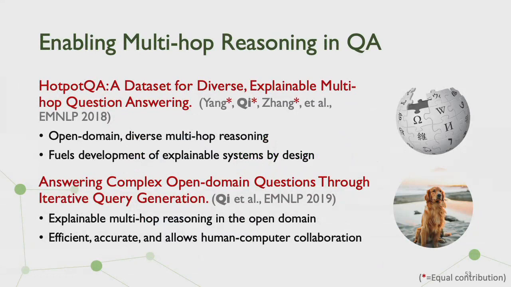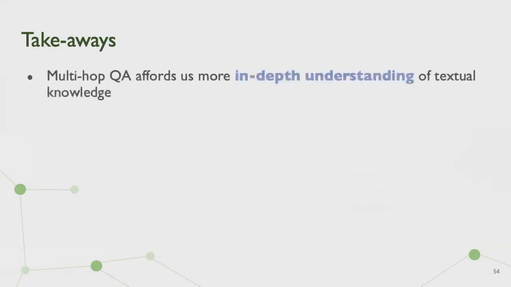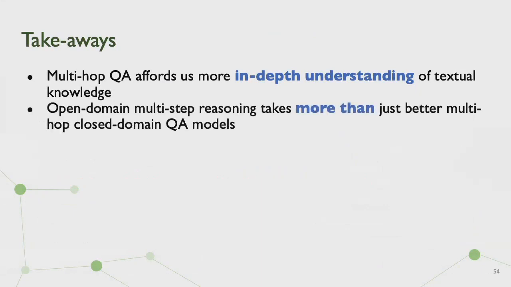And I want to end with some takeaways that I want to share. So I think HotpotQA is a very good problem to be tackling because it allows us to get more in-depth usage of our text corpora. But I hope I've also shown that open-domain multi-hop question answering requires something much more than your final question answering. You need systems that actually work for gathering supporting facts from a lot of documents and reasoning over them.